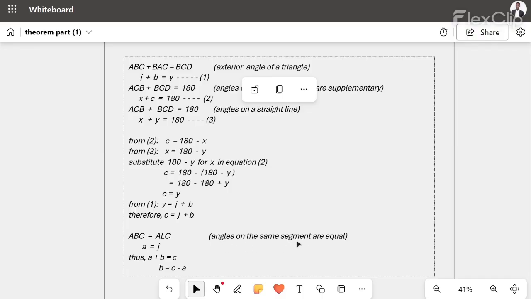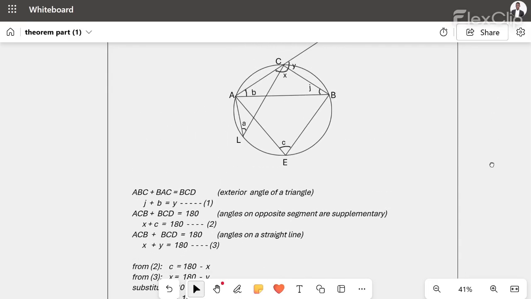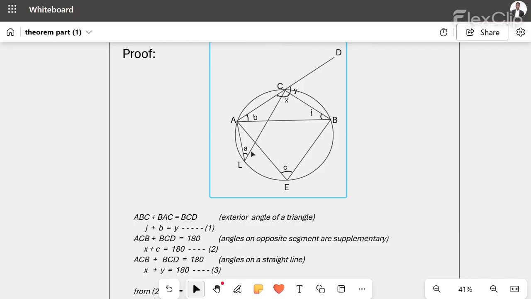Angles on the same segment are equal. Let's go back to our diagram and confirm that. If you look at our diagram, it says angle A is equal to angle J because of the angles on the same segment. Look at how the angle looks.